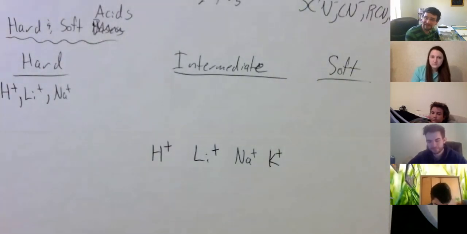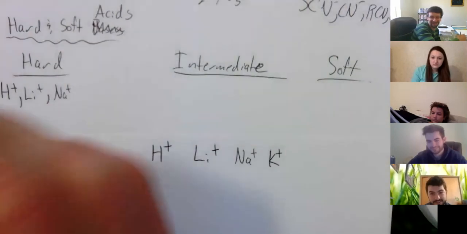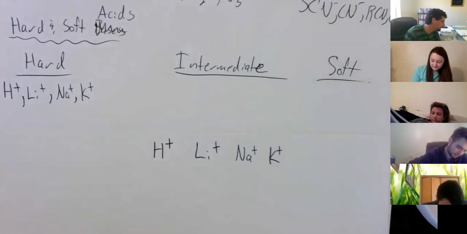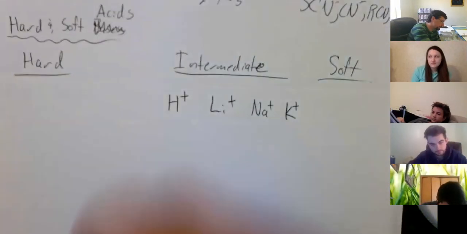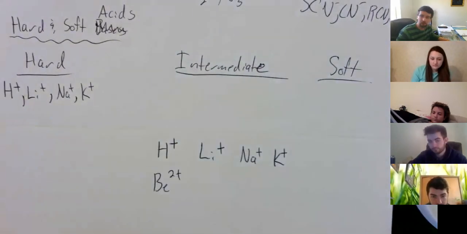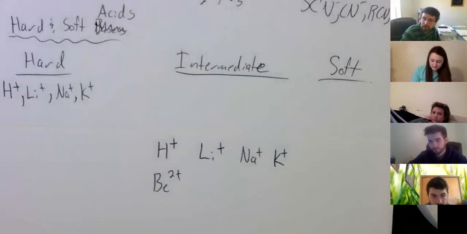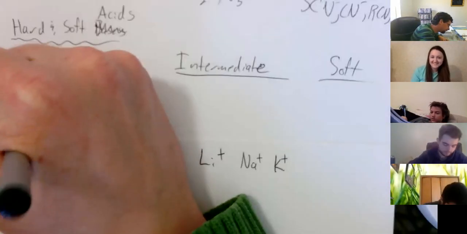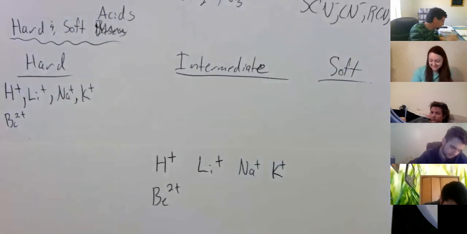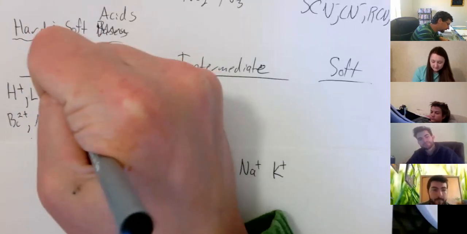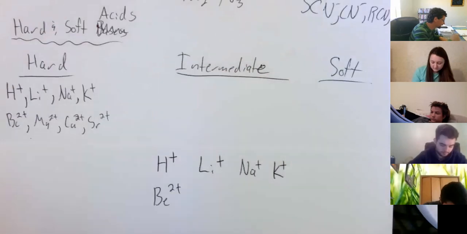K plus. What do you think? Let's go intermediate. No, that one's still considered hard because they're not really well polarizable. Let's go with the beryllium 2 plus. Where would you throw that guy? Still hard. Are they all hard? Pretty much. So like magnesium, calcium 2 plus, strontium 2 plus.